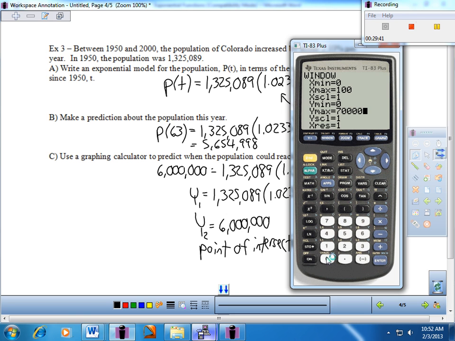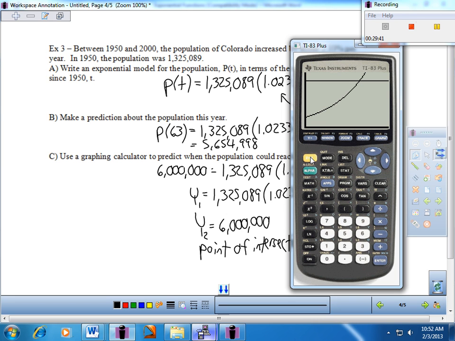So I'm going to do 7 million. But whatever. Again, guys, window is totally arbitrary. I'm going to hit graph, though, and let's see if it worked. By the way, if you remember from last year, nice exponential curve getting steeper and steeper. And there's our 6 mil straight across. And you can see there's the number of years right there.